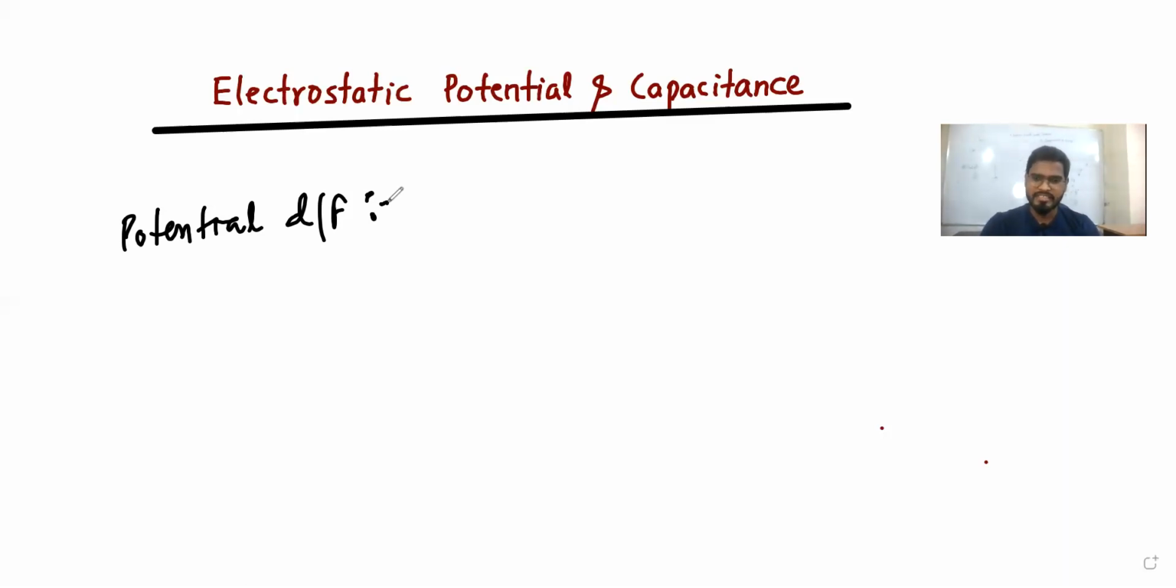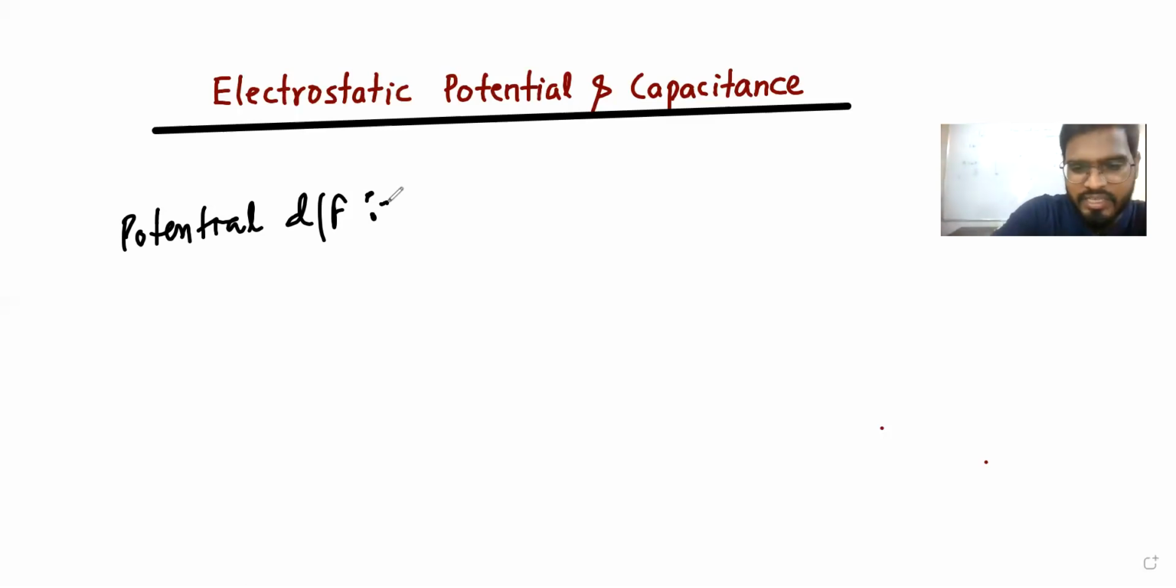Ultimately, when you bring a charge, one thing you have to assume here: the kinetic energy of the charge should not change. Fine. So work done per unit charge to bring a charge from one point to another point is known as potential difference.